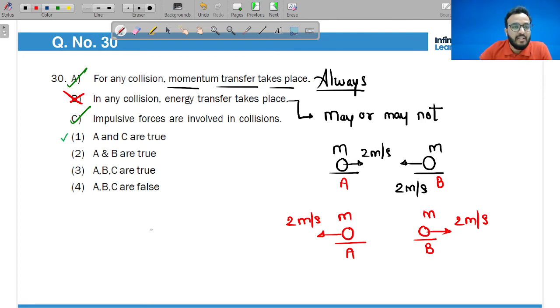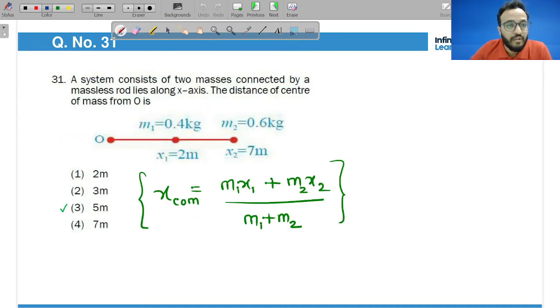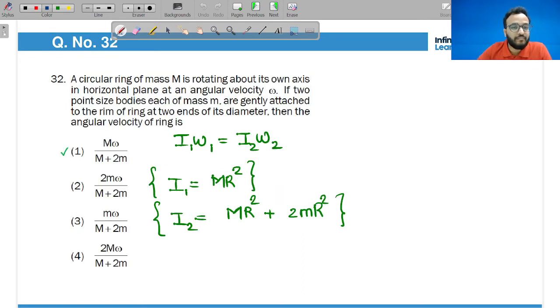Impulsive forces are involved, definitely, because whenever they collide, the force that acts is of huge magnitude and acts for a very short span of time. So these are definitely impulsive in nature. Okay. Question number 31. Very simple. X1 is given, X2 is given. They are asking for location of center of mass. Use the formula and get your answer.